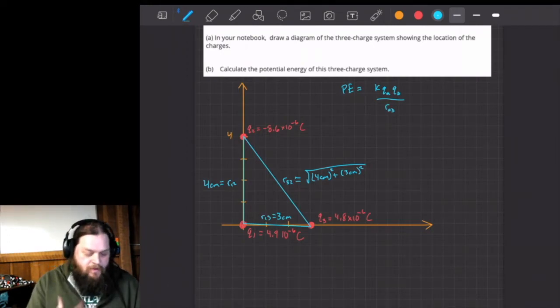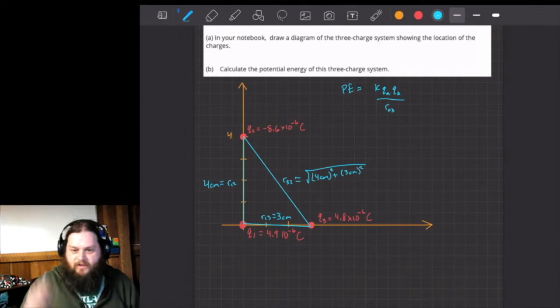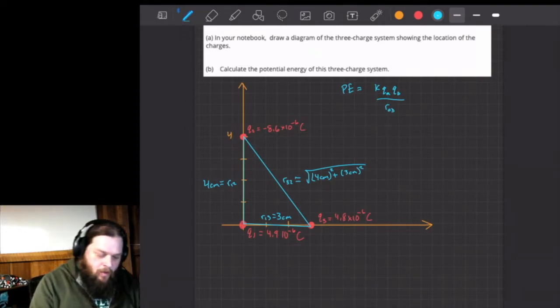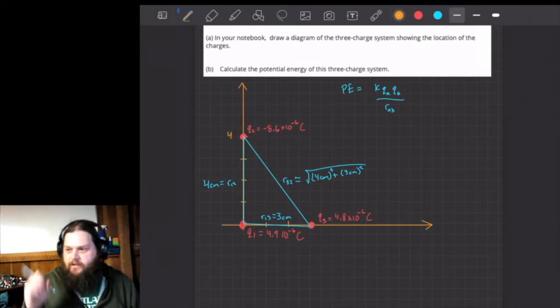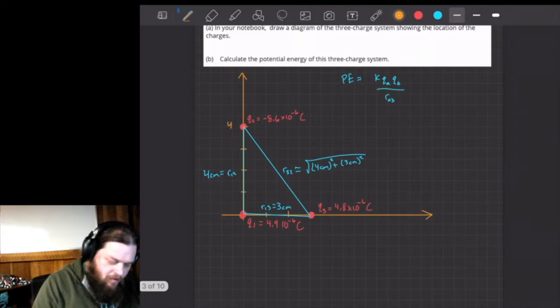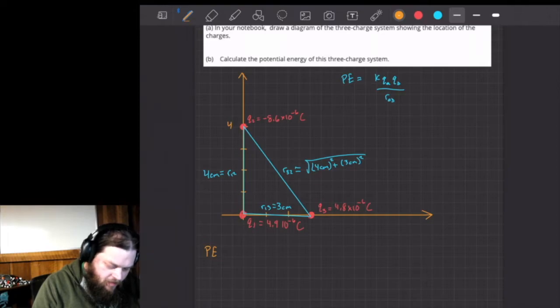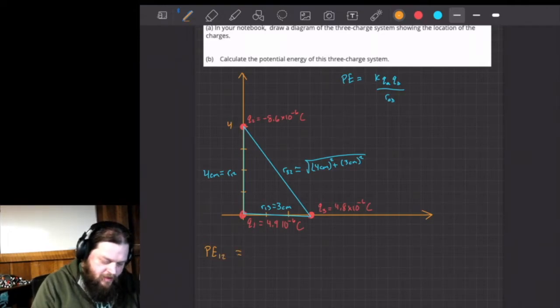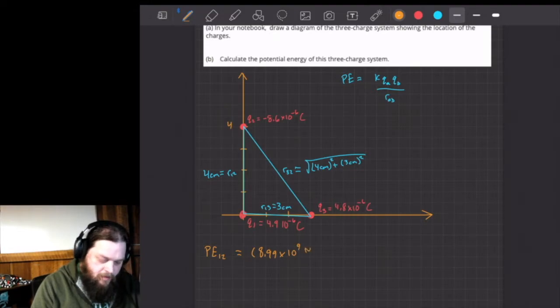So we're trying to find the potential energy of this three-charge system. We can do this by adding up the potential energy of each of those charges individually and finding the sum total of them. So the potential energy between charge 1 and charge 2 is going to equal k, which is 8.99 times 10 to the 9th power, in units of newton meters squared over coulomb squared.